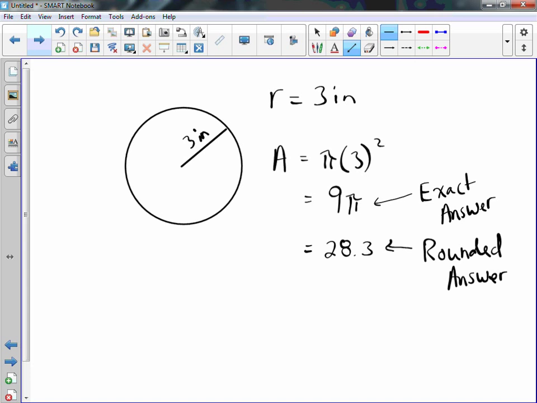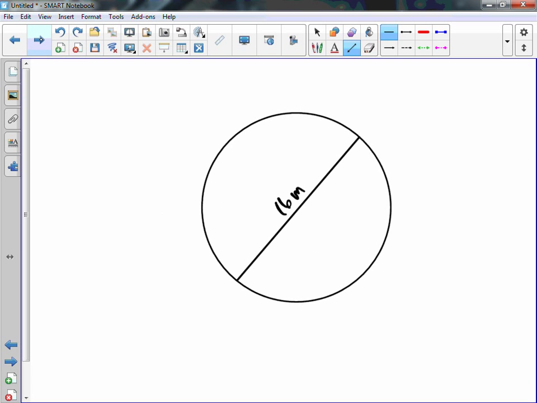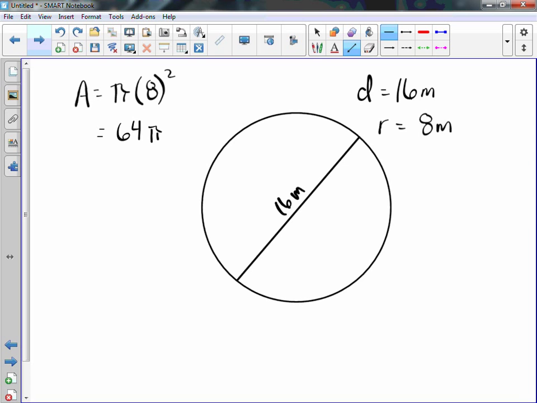Okay, so that is using the radius. Well, we're going to use the radius every time, but some of the problems we have to find the radius, like on this next one. This next one gives us a circle with a diameter of 16 meters. If you remember, radius is exactly half the diameter, so this has a radius of 8 meters. So it's pi r squared, so pi times 8 squared. Some of you can probably do this in your head. 8 squared is 64, so we have 64 pi's.